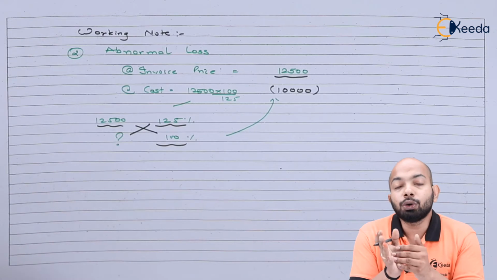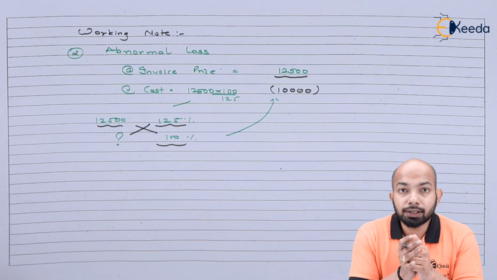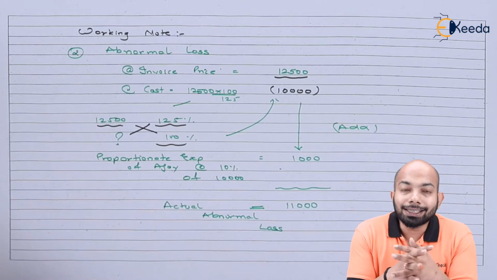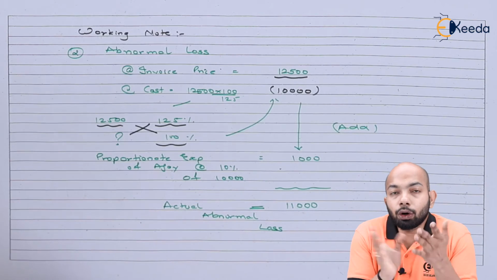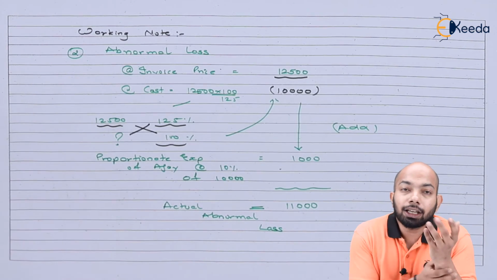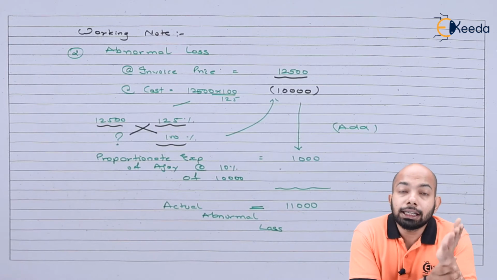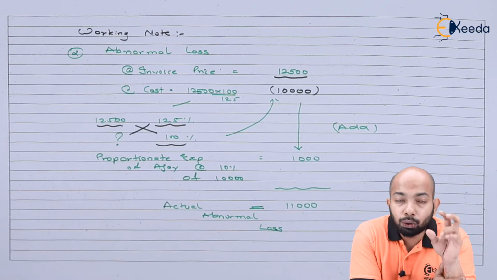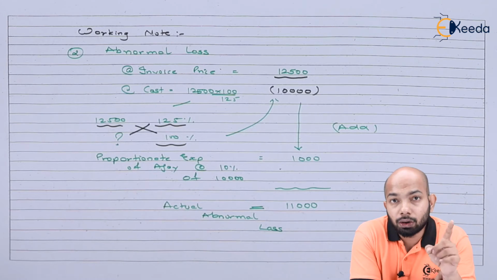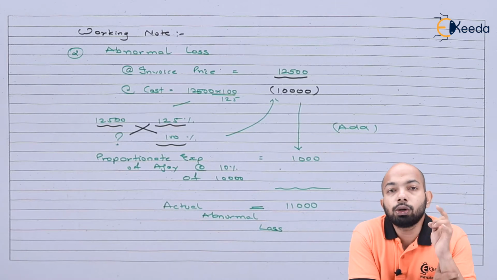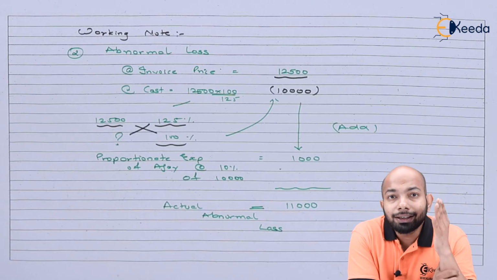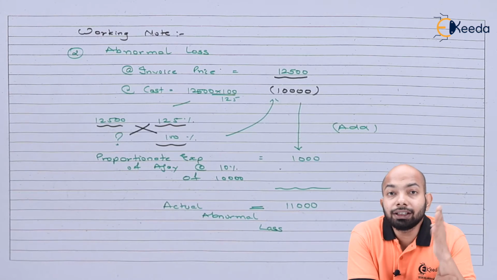After this, we have to go ahead and calculate further. The proportionate expenses of 10% will also be mentioned here. That means 10,000 is the expense that has been incurred, so 10% of it is 1,000 that you have to calculate. So the total abnormal loss is 10,000, that is the cost price, plus 1,000 which will be added here, that is 11,000.